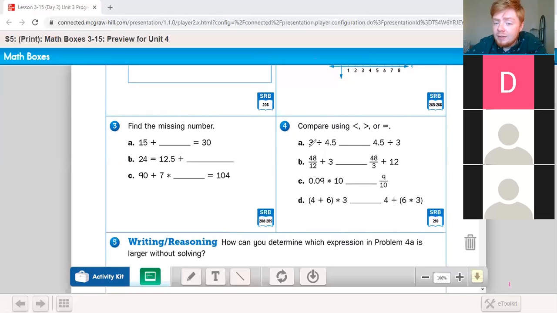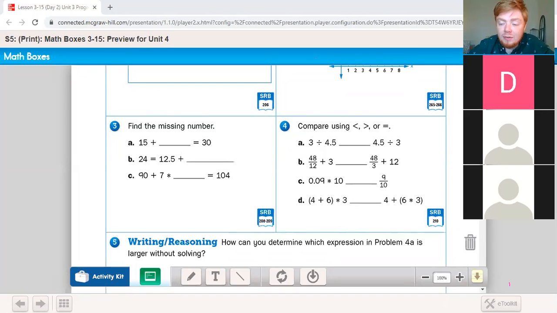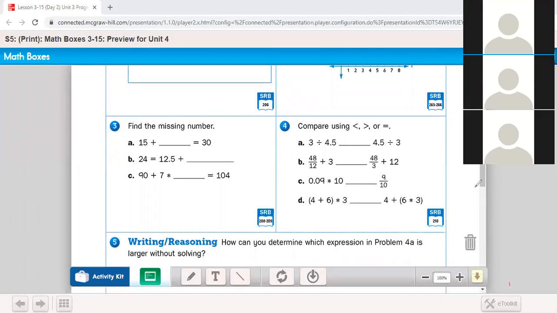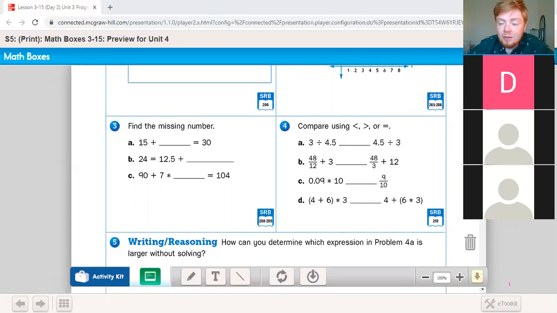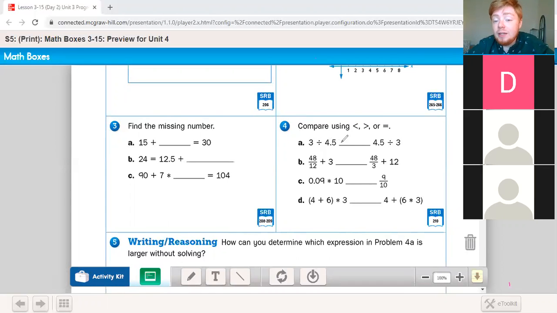is 3 smaller than 4.5? Thumbs up if that's true. 3 is smaller than 4.5. Thumbs up if that's true. Reham, thank you. Demetrius, thank you. Anybody else agree that 3 is smaller than 4.5? Because Demetrius and Reham are correct. 3 is smaller. Meaning if I do 3 divided by a bigger number, I'm gonna have 0 point something.